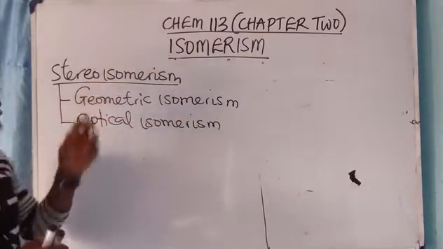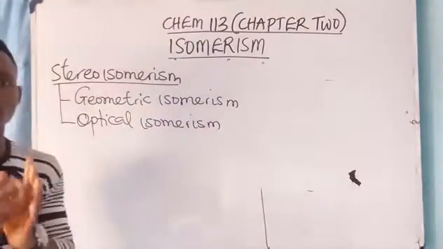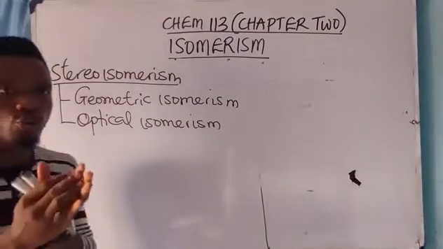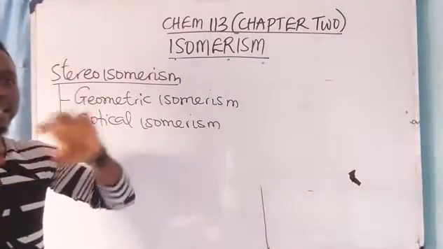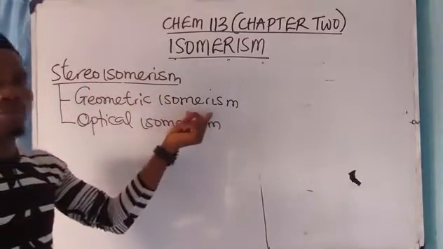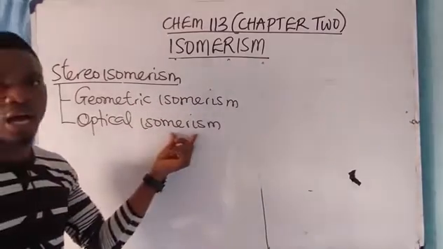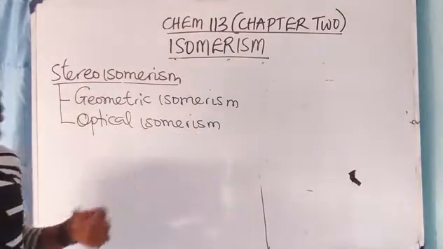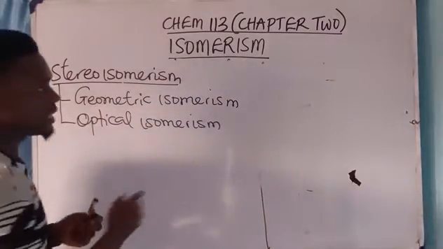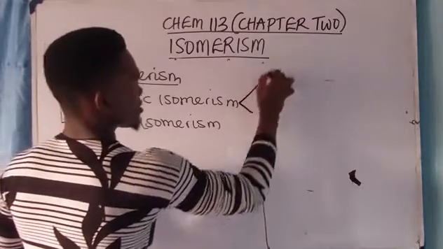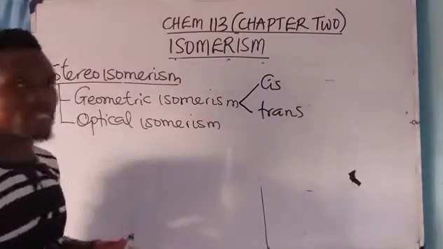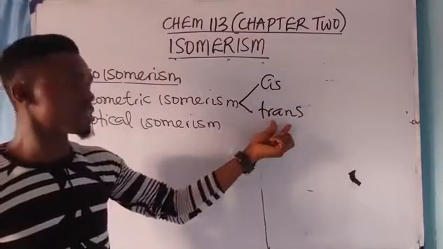Now it says stereoisomerism is a type of isomerism possessed by two or more organic compounds having the same molecular and what? Structural formula but different in the arrangement of what? Their atoms. It is divided into two: geometric isomerism and what? Optical isomerism. Now, a geometric type of isomerism is the type of isomerism that has the cis and trans isomerism.